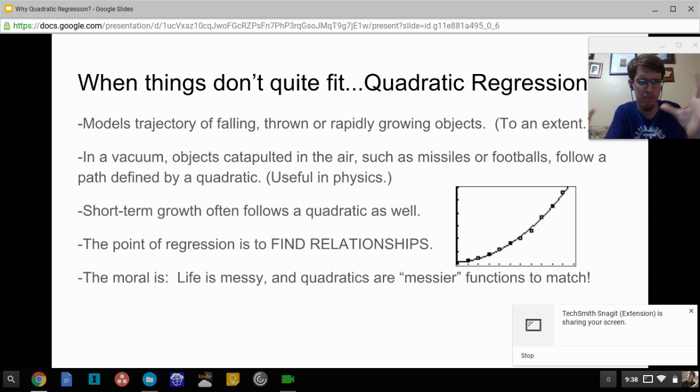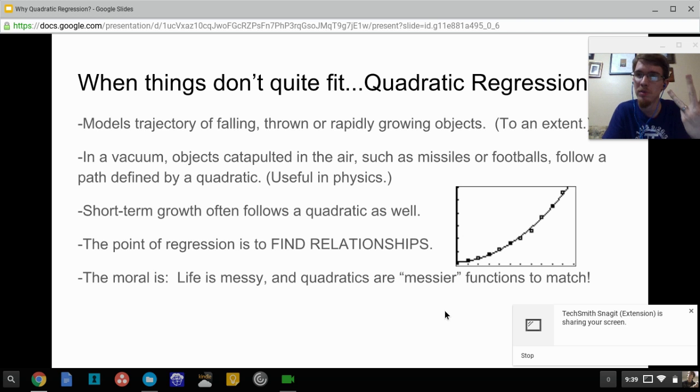Another place that's used is short-term growth. So if something is growing over a short period of time, it actually might look like a quadratic, and you see this graph I've got right here, that is data over years, it's a population graph. But the point of regression is, again, to find relationships where we hope there is one. And so the moral of quadratic regression is that life is messy, and quadratics are a messier function that kind of matches that sort of chaos or disarray, or the other pattern that you see with projectile motion, things like that. So quadratic regression fits where lines don't, because lines are not always how everything goes.